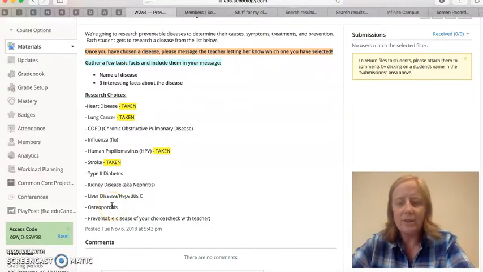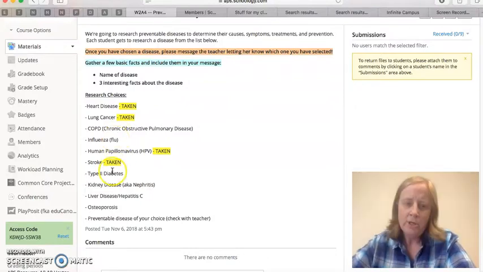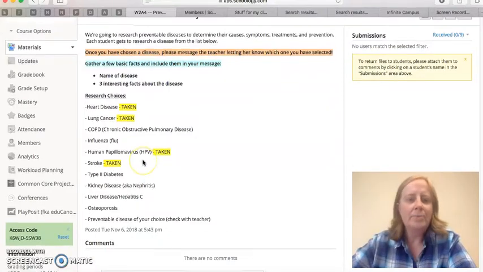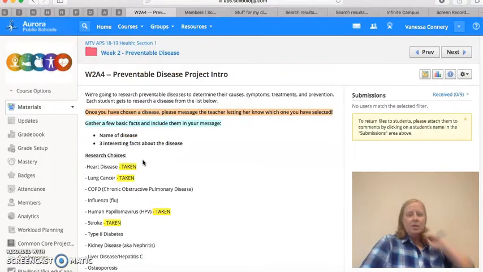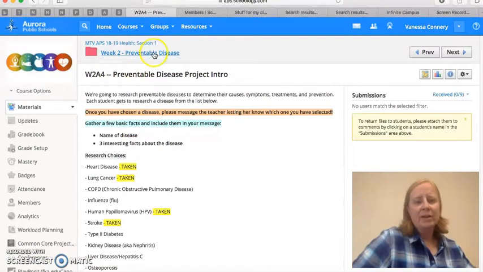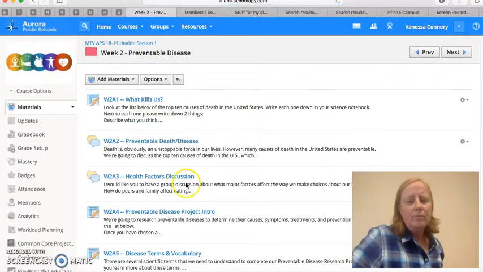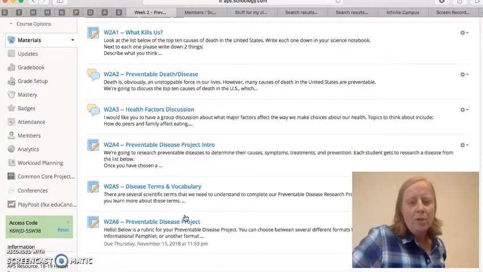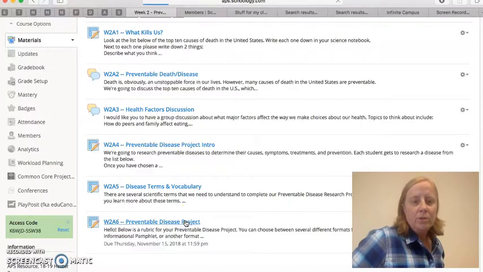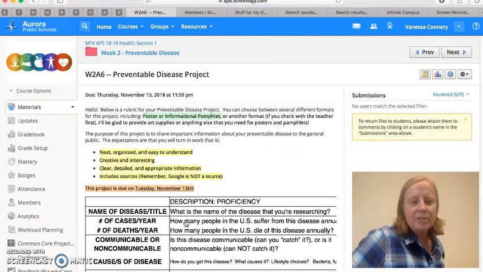So everybody who hasn't done this yet, you can see you have chronic obstructive pulmonary disease, the flu, type 2 diabetes, kidney disease, liver disease, and hepatitis C. Osteoporosis, or something else of your choice that's appropriate that you can choose as topics. This is just the first step for the project. The next step will be going back to week 2 here, is the actual preventable disease project. So if you click on that, it's week 2, assignment 6.